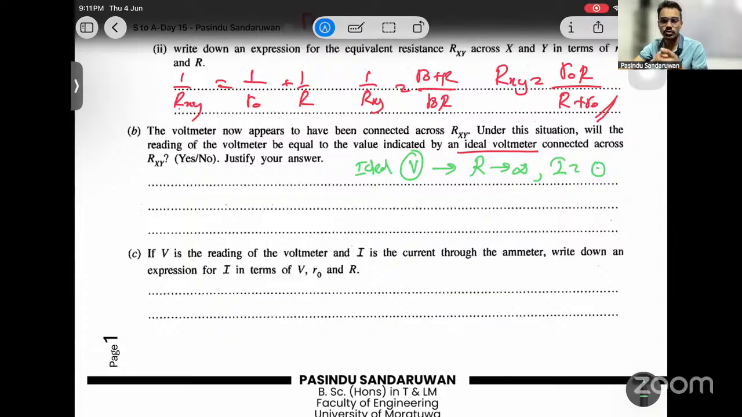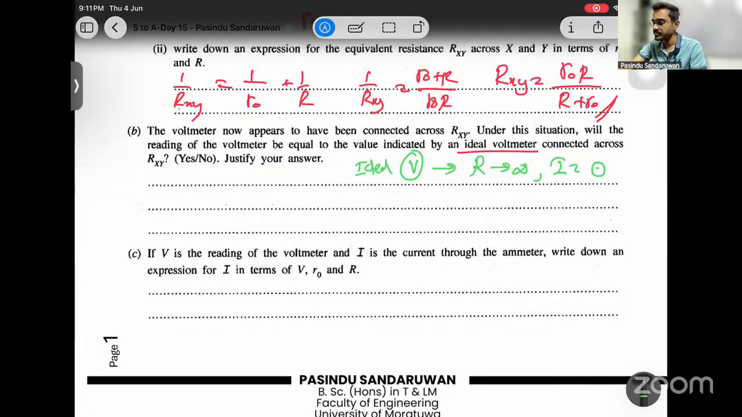Voltmeter has an error, and to remove the voltmeter error we used the potentiometer, right? So the ideal scenario is this: in the ideal case, the internal resistance of the voltmeter is infinity. When internal resistance is infinity, there's no current flowing through the voltmeter.